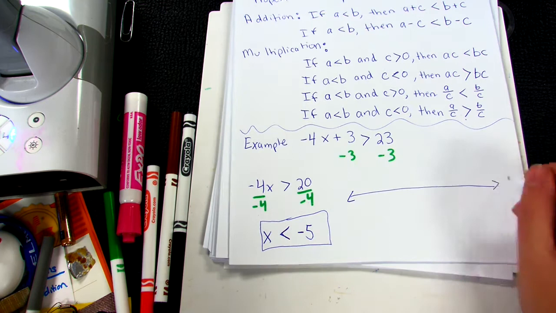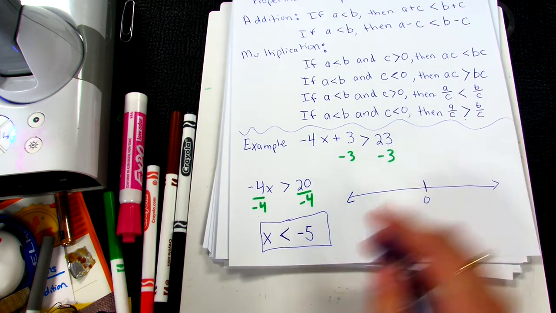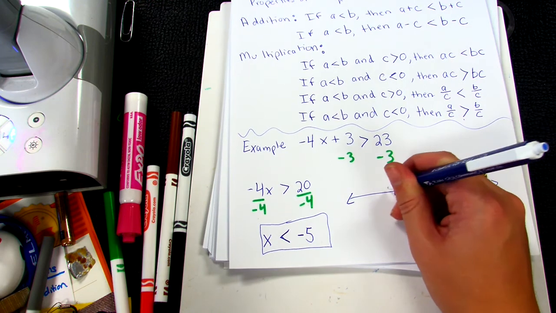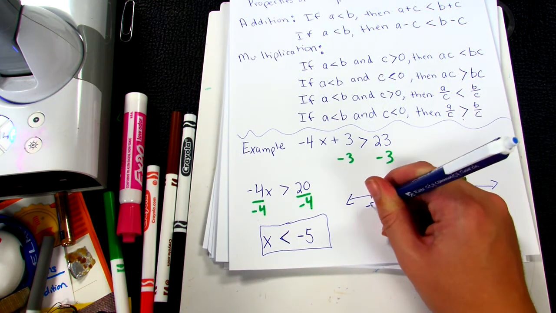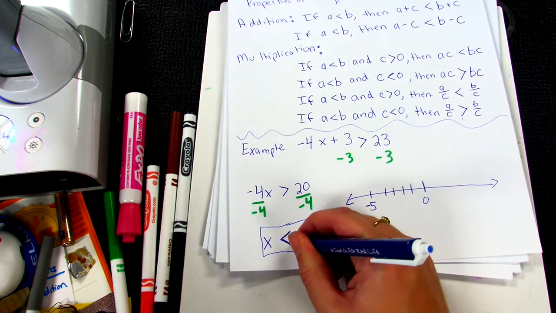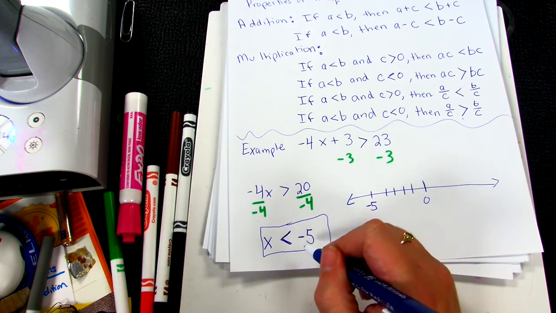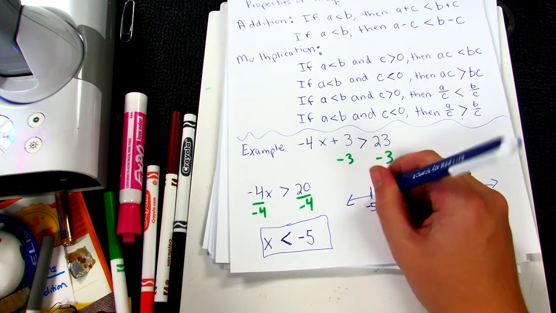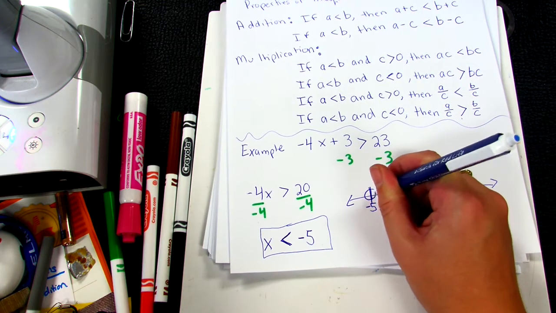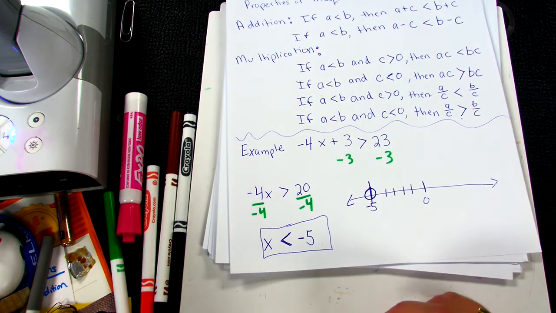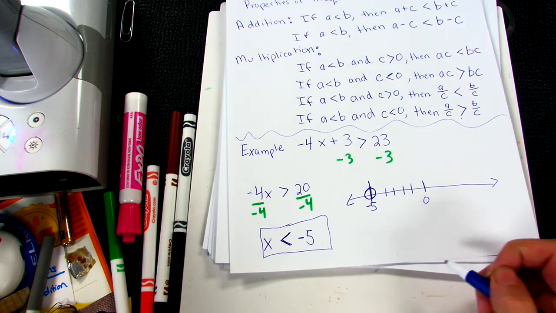Well, we get our number line, and the first thing we do is we're going to put a dot at negative 5. 1, 2, 3, 4, 5. Here's negative 5. Now notice that x is less than negative 5, but x is not equal to negative 5, which means that the dot on negative 5 is going to be an open dot to show that it's not actually equal to negative 5. It's just at negative 5.